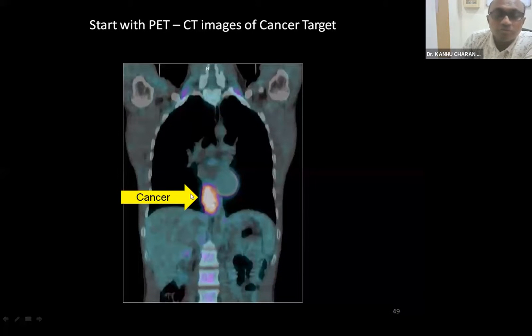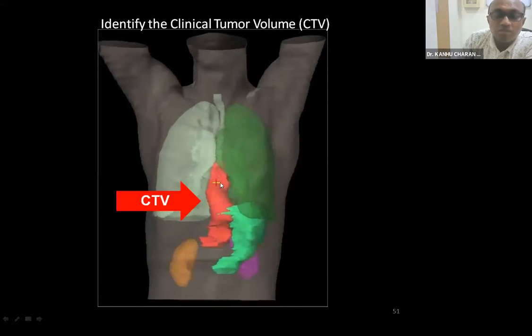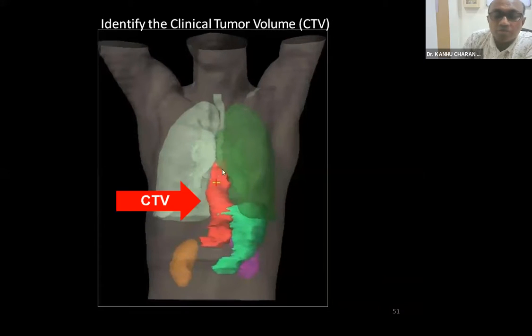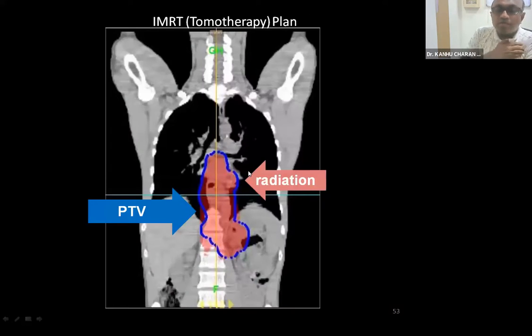So suppose this is the PET disease, this is the GTV. You have to add 4 centimeters above and below. So this is your CTV, with 4 centimeters above and below, 1 to 1.5 centimeter radially, and PTV 1 centimeter. This will be your PTV, and this is the radiation dose beyond the spillage.